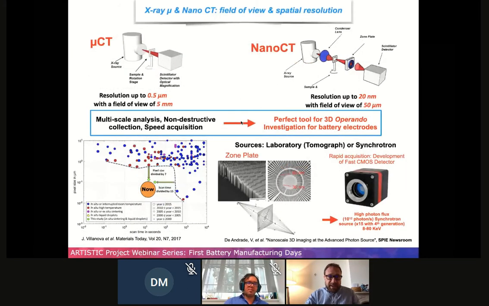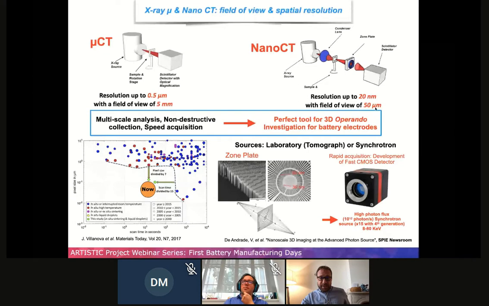So basically, we have two modes. There is micro-CT with a very wide field of view. The resolution is half a micron. And on the other side, there is nano-CT with a very amazing resolution, close to 20 nanometers. The field of view is smaller, of course, around 150 microns.